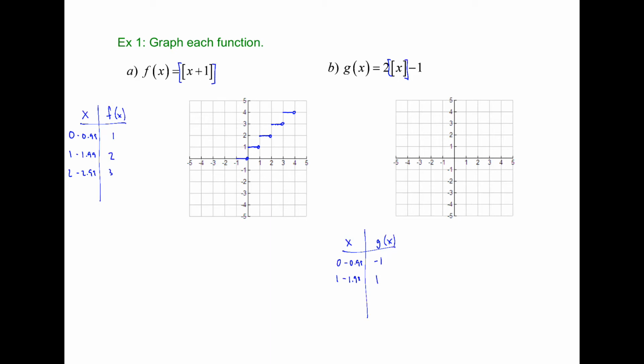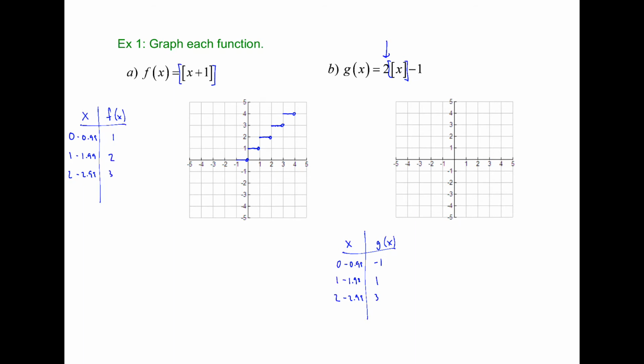And that will be 1. And then from 2, it steps up. So that will be 4 minus 1 is 3. But that's everything from 2 to 2.99999. And you can see the y value is going up by 2, and that has to do with this. We'll talk more about transformations, but it's stretching it out.